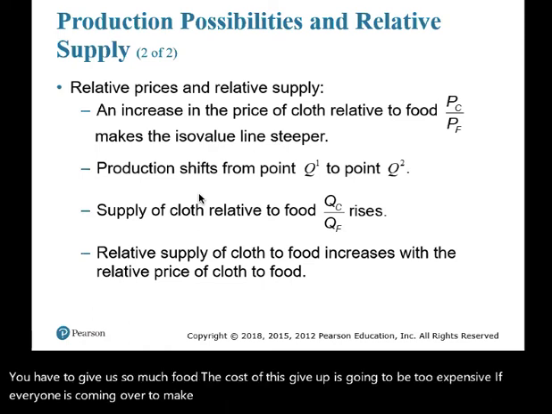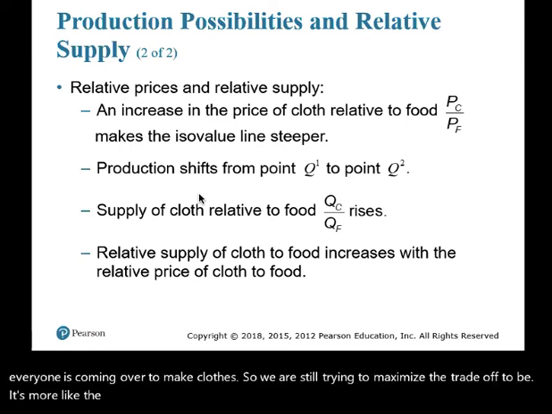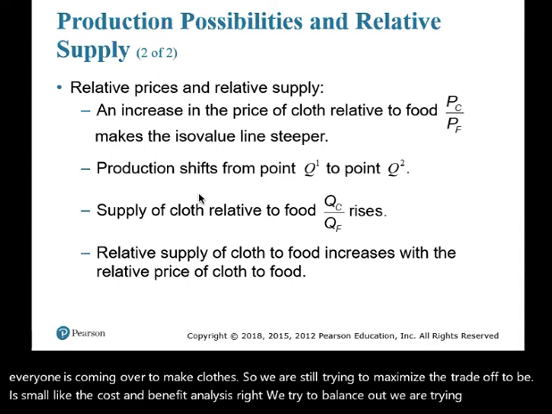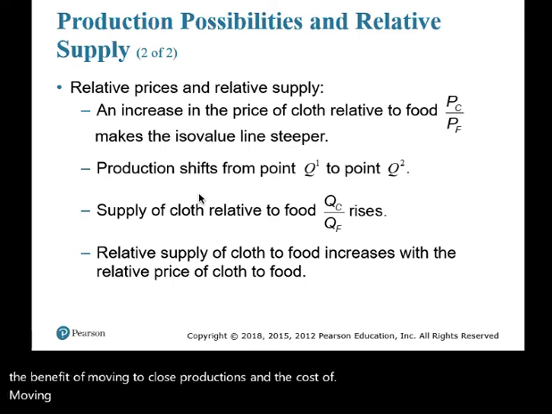So we are still trying to maximize the trade-off. It's more like a cost and benefit analysis, right? We try to balance out. We are trying to look at the benefit of moving to closed productions and the cost of moving to closed productions. And we just equalize the benefit and cost so that we maximize the value of the output.